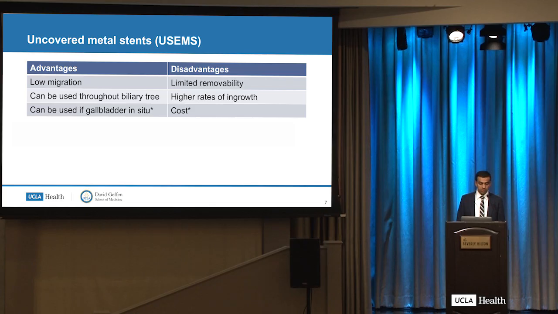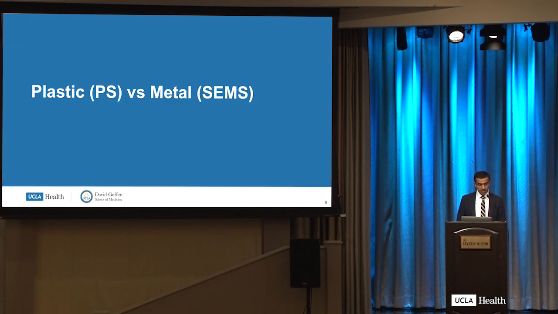For uncovered metal stents, it's kind of the converse, the low migration rates. They can be used throughout the biliary tree, and they can be used, if your gallbladder is in place, to reduce the rates of cholecystitis. But again, as we saw yesterday, the removability is very difficult, though not necessarily impossible. There's higher rates of ingrowth, and again, the stents are more expensive than plastic stents. And so we will, again, highlight if there is not a tissue diagnosis or some type of likelihood that you may need to remove it, these should be avoided. So now let's look at some of the head-to-head comparisons.